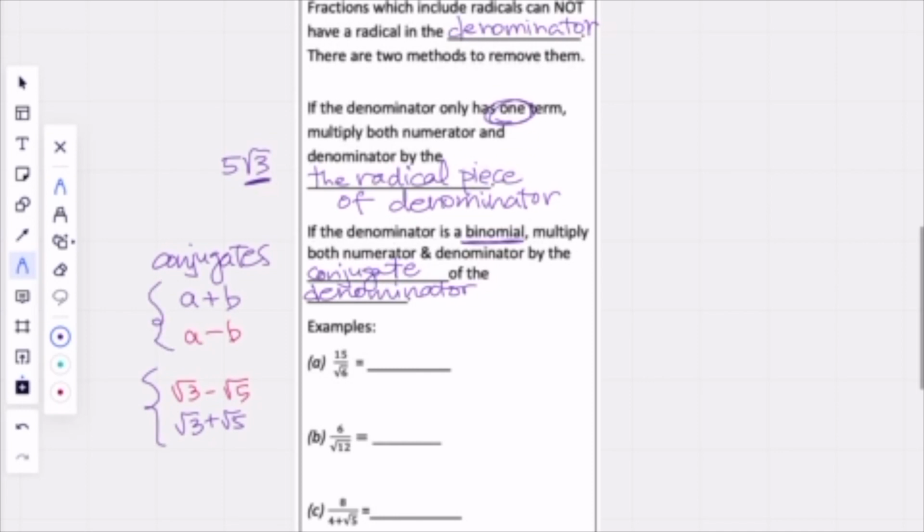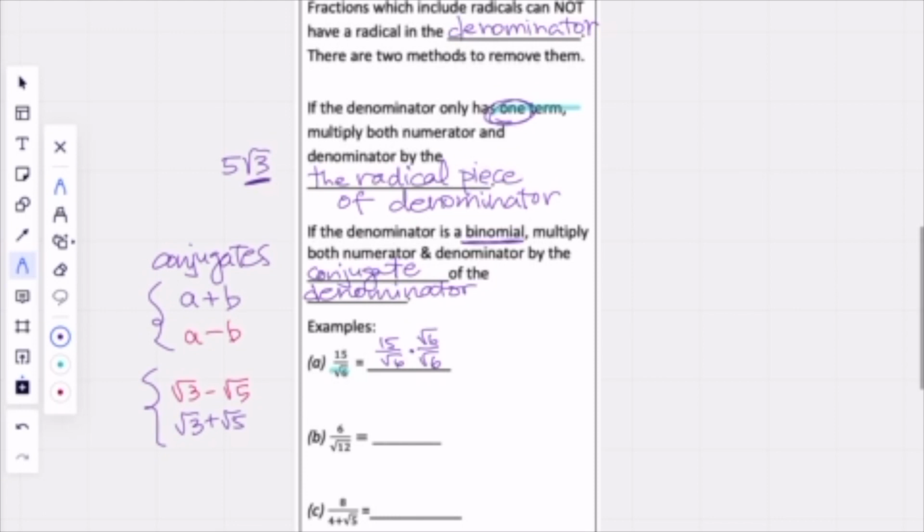All right, and so let's go ahead and try some of these examples. The first example is 15 divided by the square root of 6. Okay, so in this case, we only have one term in the denominator, the square root of 6. And so we're going to multiply both the numerator and the denominator by the radical part of the denominator. And in this case, that's all there is. So let's take 15 divided by the square root of 6 and multiply the numerator and the denominator by the square root of 6 over the square root of 6.